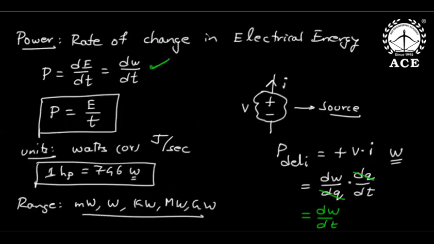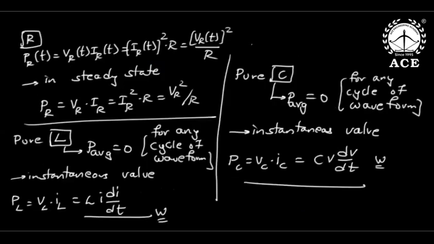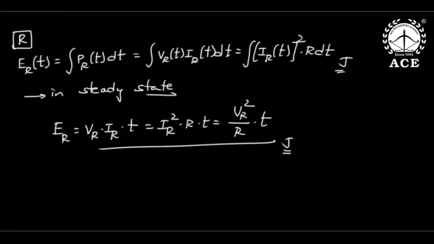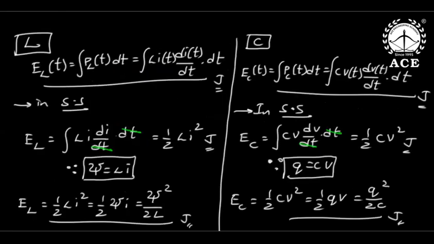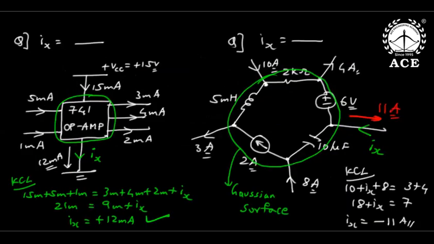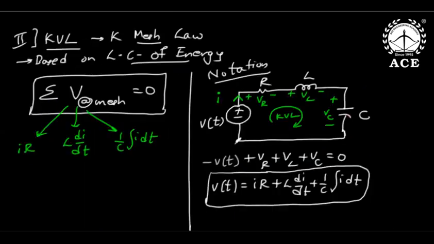Then power function. Average power in a pure inductor and pure capacitor is 0 for any cycle of waveform, which I will prove. Then energy function: energy is the integral of power dt, and energy in inductor and capacitor. Then we demonstrated Kirchhoff's laws. Kirchhoff's first law is Kirchhoff current law. I give the notations for how I write. I gave some examples. Then Kirchhoff's second law is Kirchhoff voltage law. Again, I gave an example.